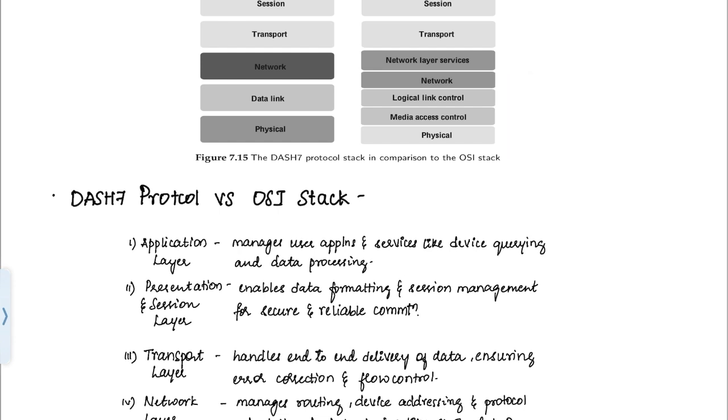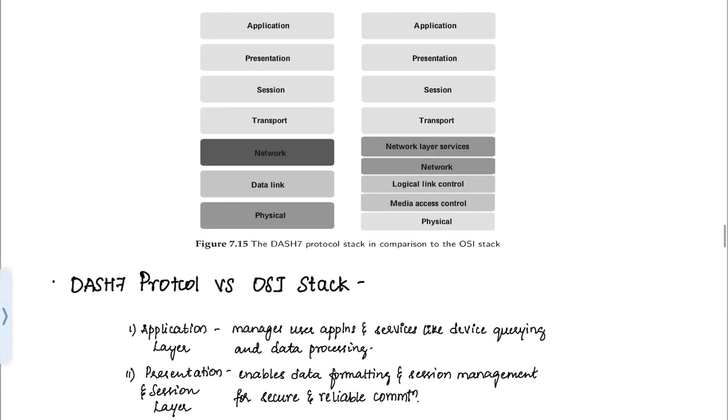Then we have the transport layer. The transport layer handles the end-to-end delivery of data. Then in the network layer, we have routing and device addressing, and protocol adaptations to technologies like Sigfox and LoRa are all taken care of in the network layer services.